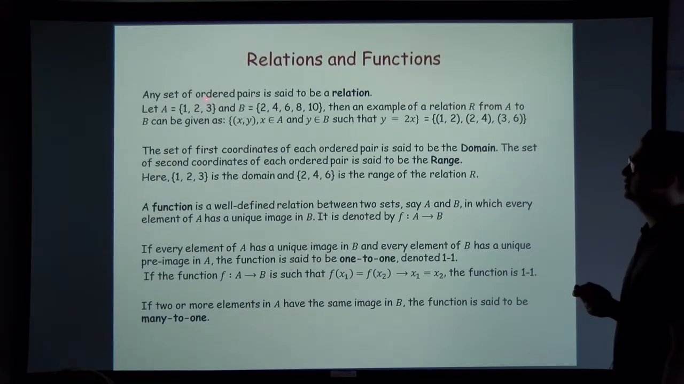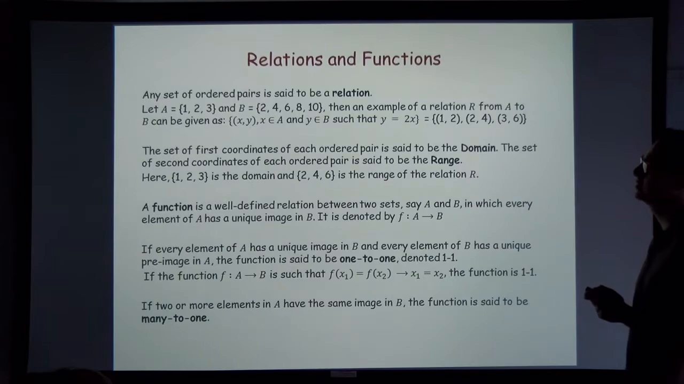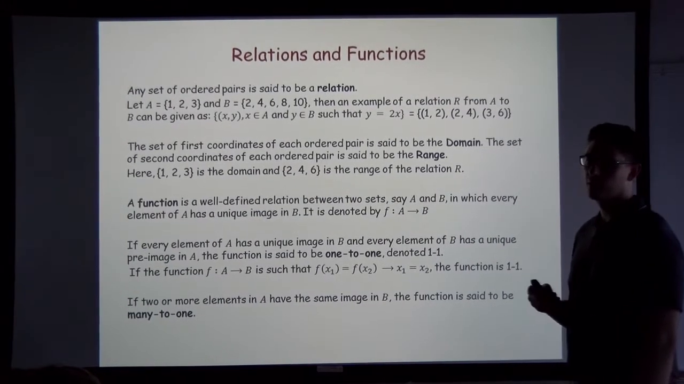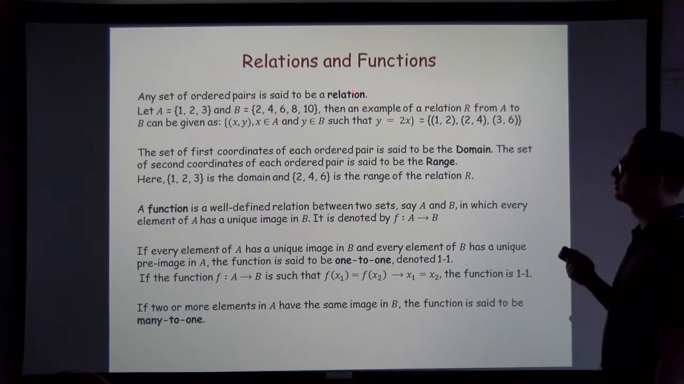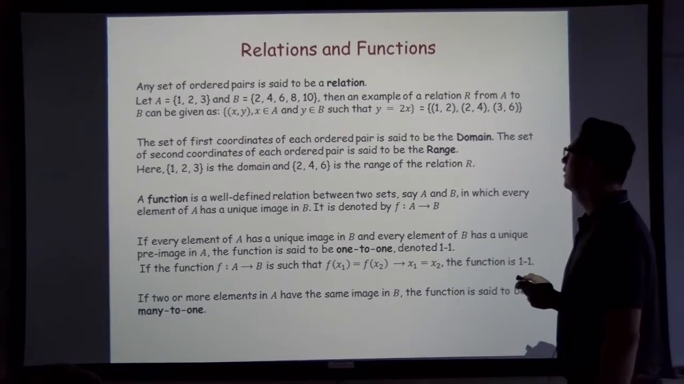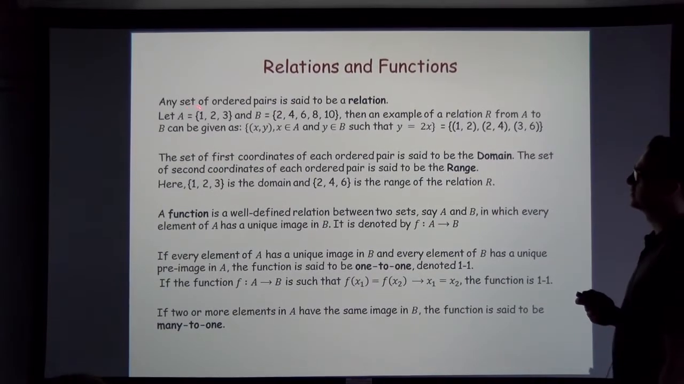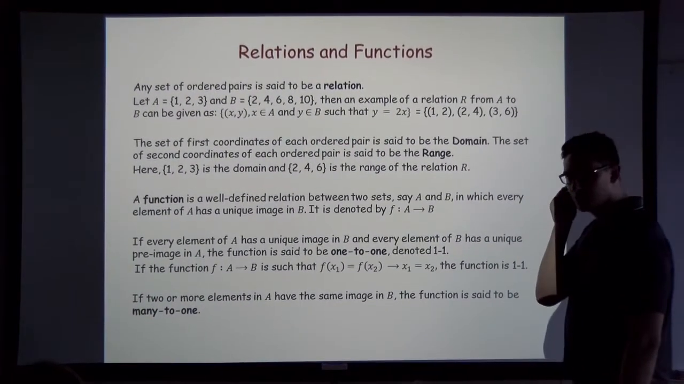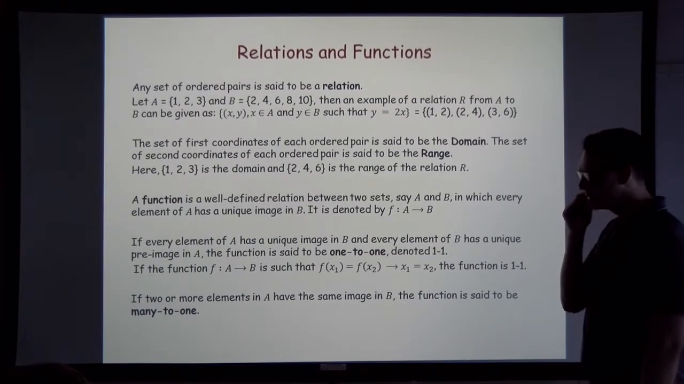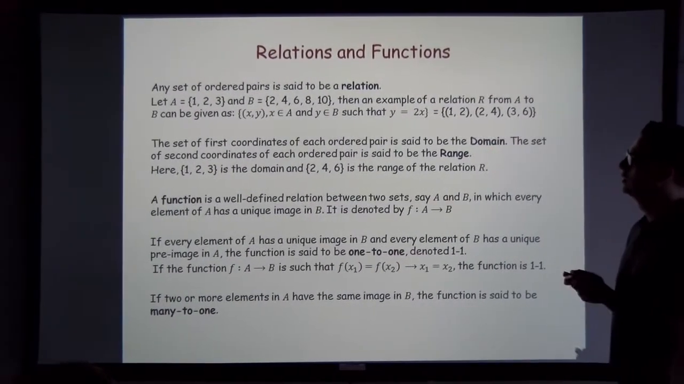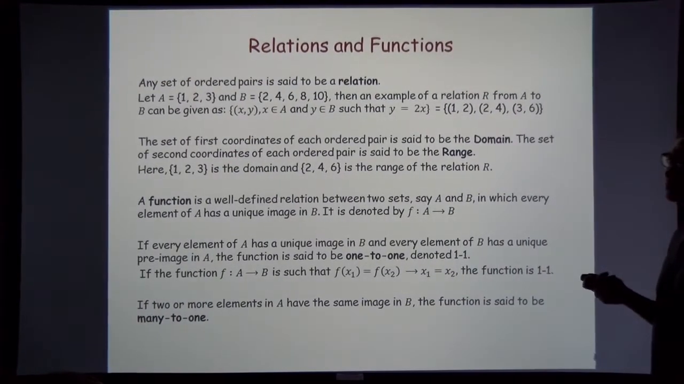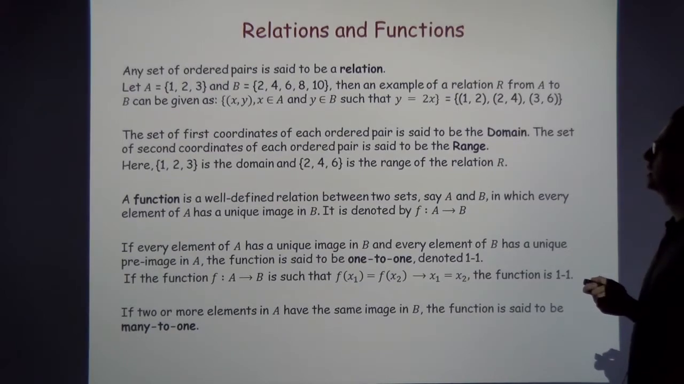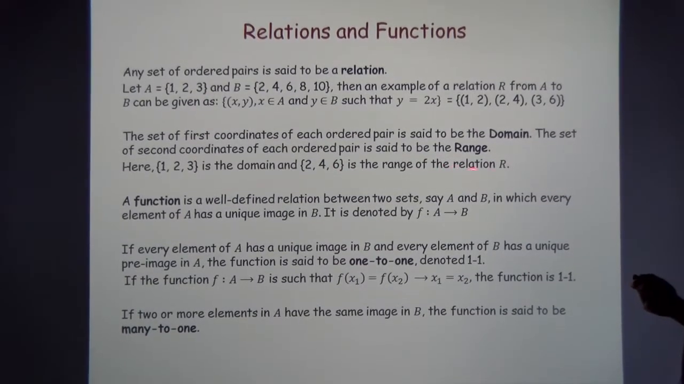The first thing is any set of ordered pairs is said to be a relation, meaning if we have any sort of an x value and a y value on our graph, it's said to be a relation, okay? Another thing to keep in mind is our first set of coordinates in each ordered pair is going to be our domain. So all of our x values when dealing with graphs are going to be our domain, and our second coordinates or our y values are going to be considered our range, okay? So here 1, 2, and 3 is the domain, 2, 4, and 6 is the range of our relation.